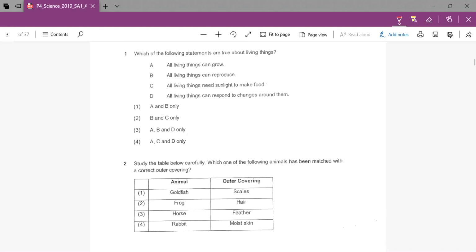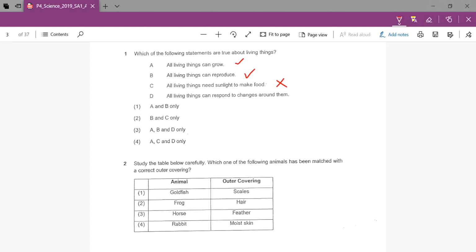Which of the following statements are true about living things? All living things can grow is correct. All living things can reproduce, yes. All living things need sunlight to make food, no. Only plants make their own food. All living things can respond to changes around them. That is also true as well.